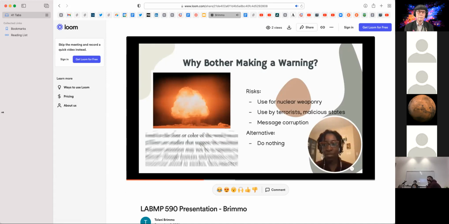In a less insidious way, perhaps, there's also the possibility for corruption of the warning. It's not difficult to imagine how a warning originally meant to warn future generations about danger hidden beneath the surface can, through thousands of years, change into a warning about buried treasure. So all of this being considered, why even bother making a warning?